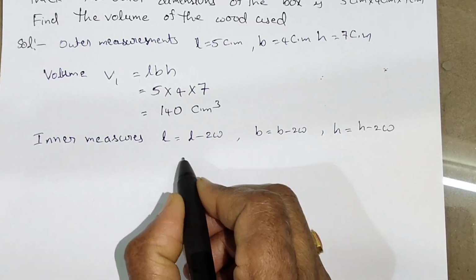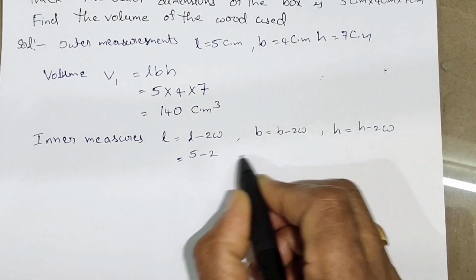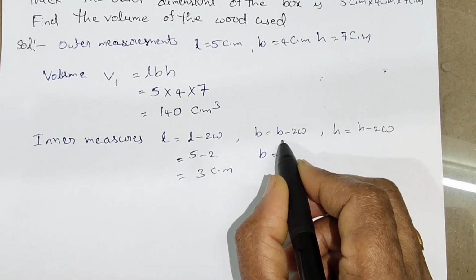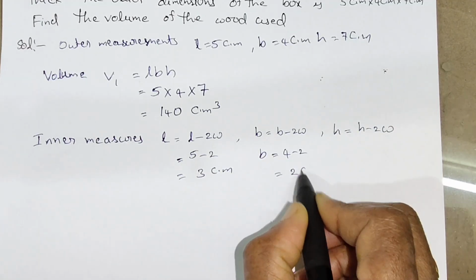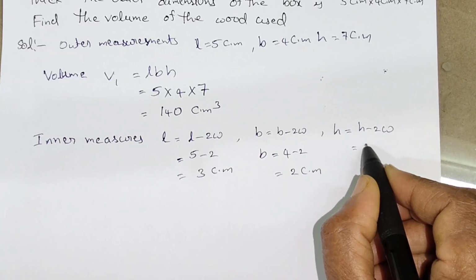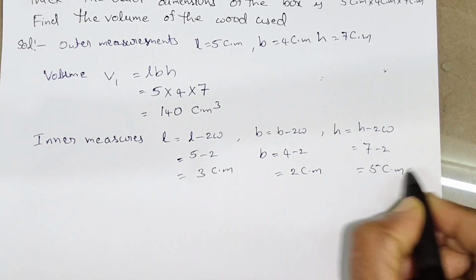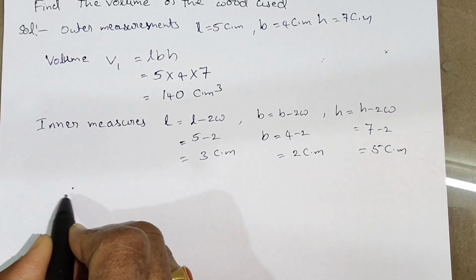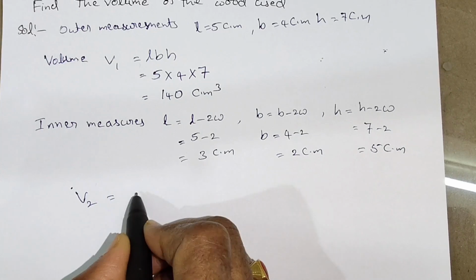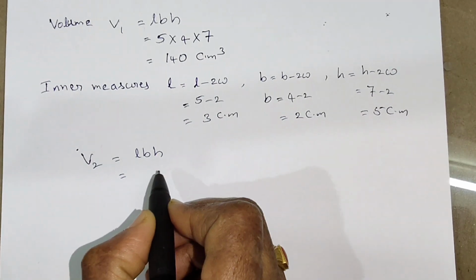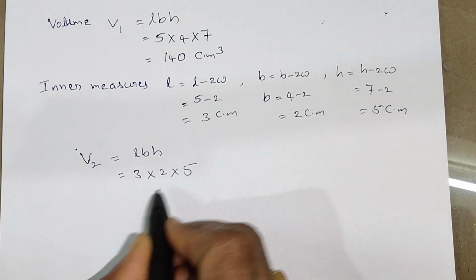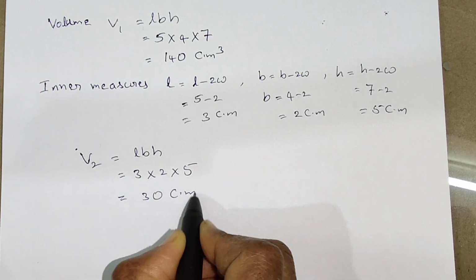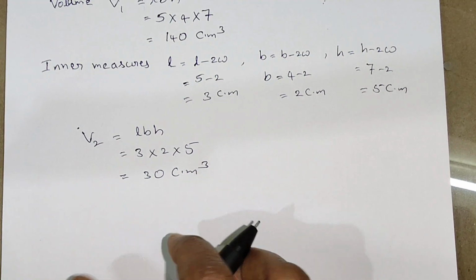First, the inner measurements: L equals 5 minus 2, that equals 3 centimeters. Next, B equals 4 minus 2, 2 centimeters. Next, H equals 7 minus 2, which is 5 centimeters. These L, B, H are the inner measurements. So now we find the inner volume V2 equals L B H, which is 3 into 2 into 5. 3 2s are 6, 6 5s are 30 centimeter cube.